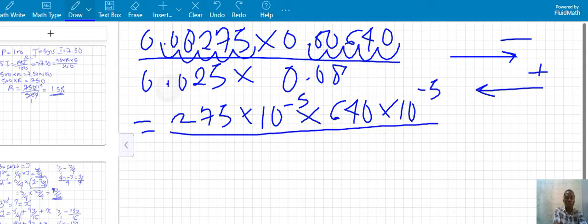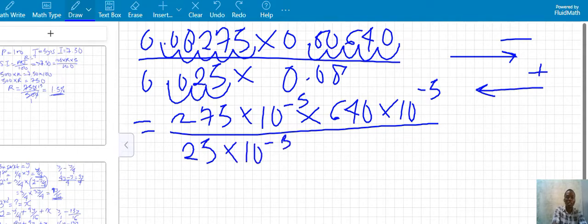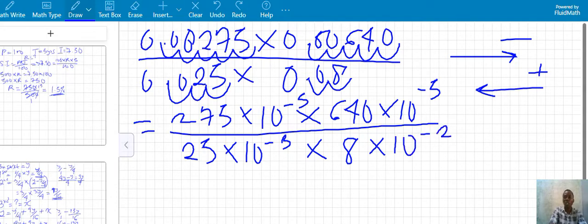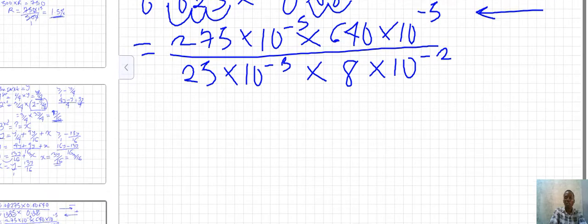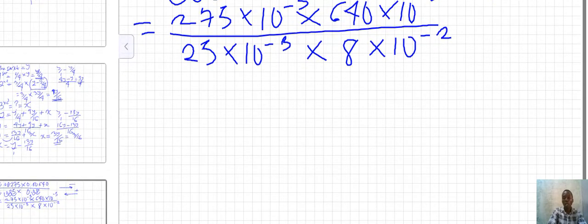We are going to have 1, 2, 3. That will give us 25 times 10 raised to power minus 3, times we have 1, 2, that will give us 8 times 10 raised to power minus 2. So you see, we've succeeded in breaking all of them down to standard form expression.